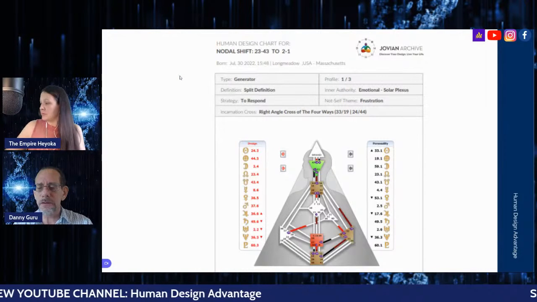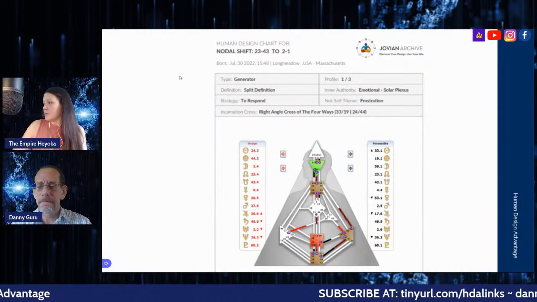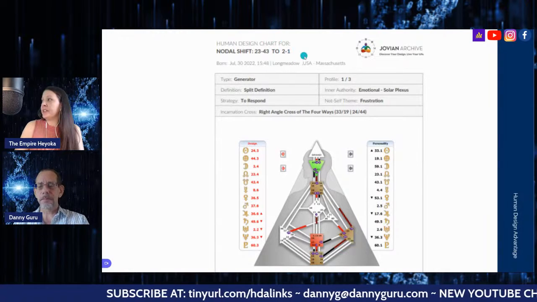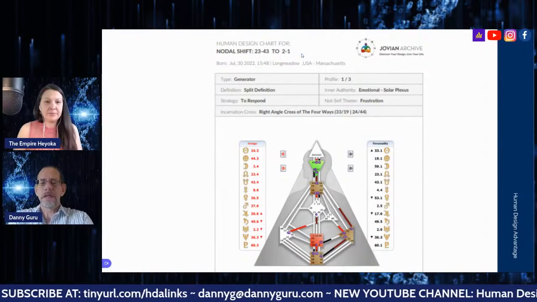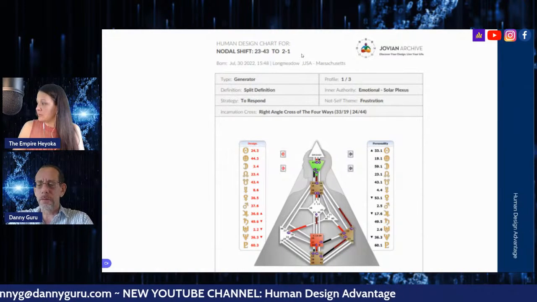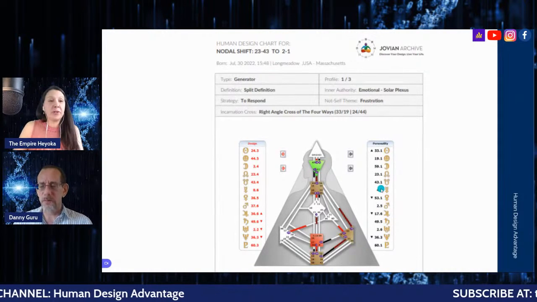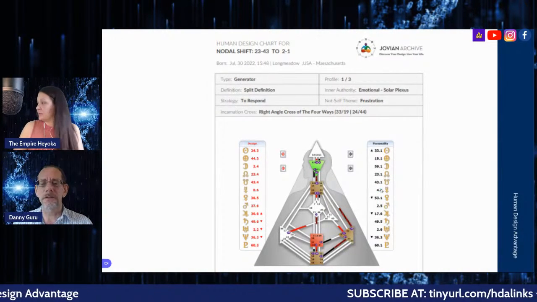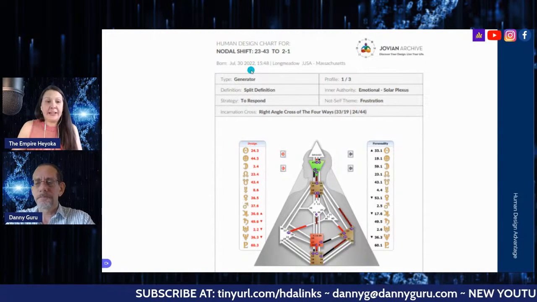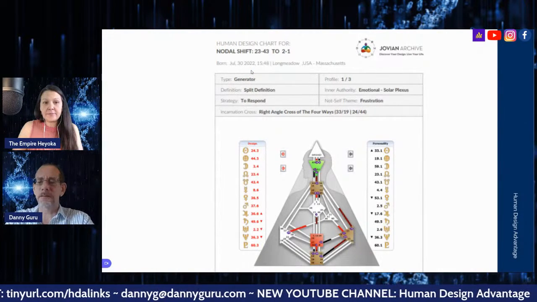What do those nodes read? I can't quite read them. Oh yeah, 2343, right up here, nodal shift. But on the body graph on the right-hand side, below the sun, the earth, the moon, you see those 2 nodes there? 23.1 and 43.1. Then notice the time right underneath the name. The time says 1548. That's 3:48 Eastern Standard Time, Longmeadow, Mass, where I live.